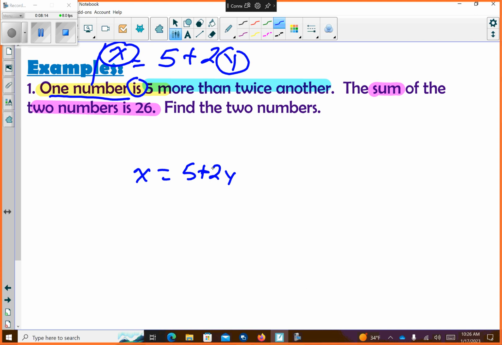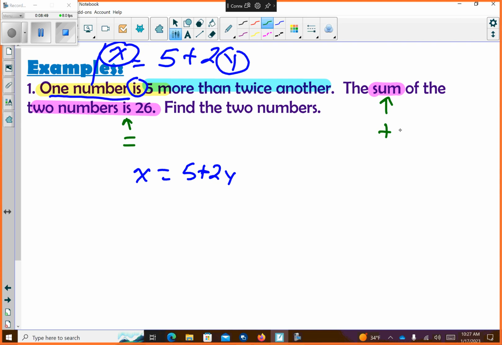Okay, so think about this, my friends. I want to create another equation. How would I write the sum of two numbers is 26? What does the word is mean in math? Equals. What does sum mean? Plus. So friends, if I wanted to take two numbers that I don't know what they are, but we labeled them in the beginning, how do I write the sum of two numbers is 26 in this situation?